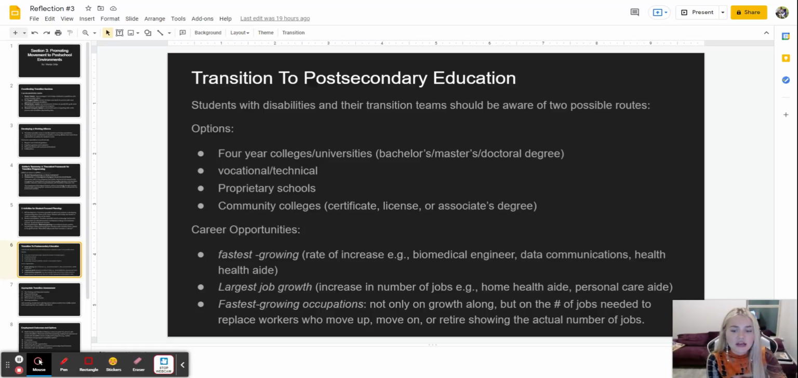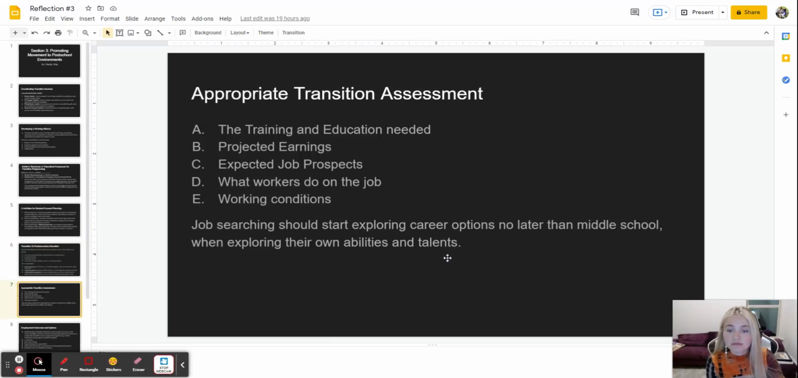For example, in 2016, the most rate of increase was in biomedical engineering, data communications, health aid. Largest job growth, which is the increase in number of jobs, is home health aid, personal care aid. The fastest growing occupations, according to data, is based on not only growth alone, but on the number of jobs needed to replace workers who move up, move on, or retire, showing the actual number of jobs.